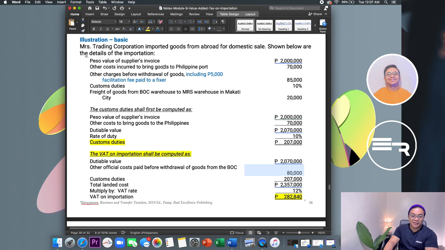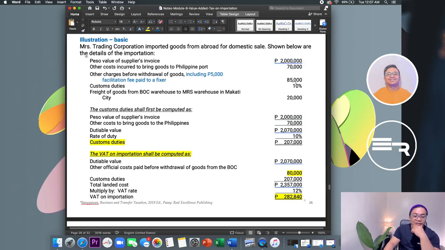Okay? So, highlight ko lang. Ayan. So, kumbaga, i-add mo tong 2017, dalawa sa taas, no? Plus yung 80, instead of 85, 80 yung re-record. 207, saan ang galing? 10%. Percentage na nakalagay. So, computan mo. Ito. Ayan. So, dyan tayo nagbibase ng customs duties.